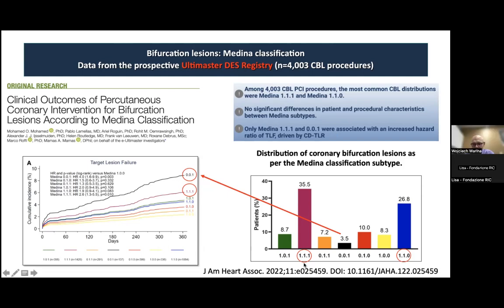So the most common type of the Medina classification is Medina 111, later Medina 110, and in third place Medina 010. So here we have the three most frequent types of bifurcation lesion according to the Medina classification. However, we should also pay attention to Medina 110, because this kind of bifurcation lesion gives us the highest number of adverse events during long-term follow-up, such as target lesion failure. Moreover, Medina 001 gives us more adverse events compared to Medina 111, which is a true bifurcation lesion.